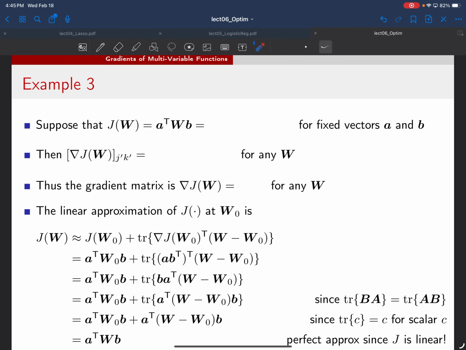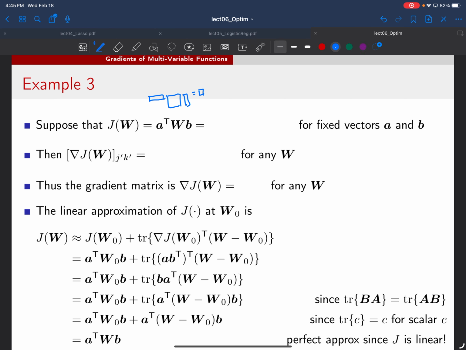Okay, so let's do an example where we use this second order matrix linear approximation. This is just a toy function that I created. The function of the matrix W, for some fixed vectors A and B, is A transpose WB, right? So it's going to be row vector, matrix, column vector, and when we're all done, we get a scalar, and we know we need that this is a scalar. Okay.